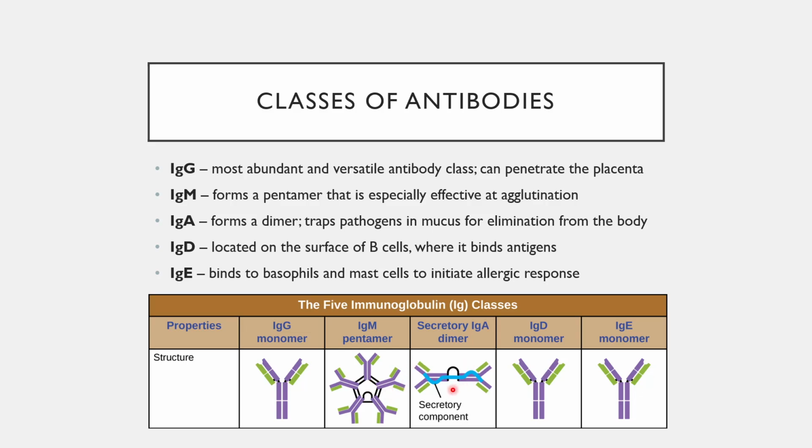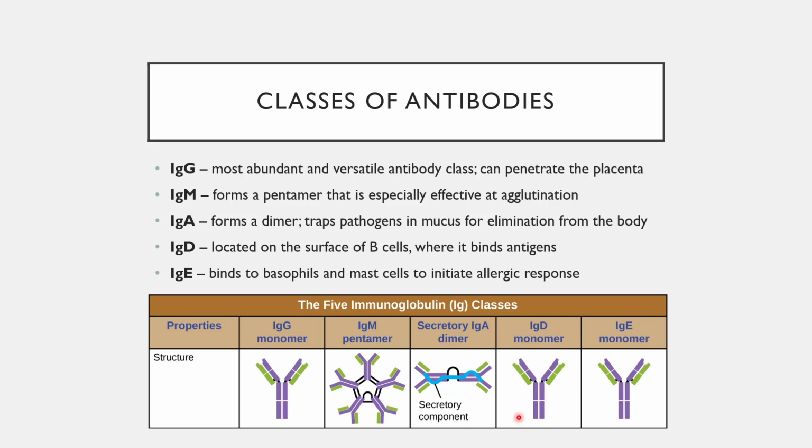IgAs have yet a different functionality. They form a dimer, so two antibodies that are connected to each other, and these are highly common to be found in mucus secretions. They play a role in trapping pathogens inside of mucus, and that mucus can then pass out of the body to eliminate the pathogens.